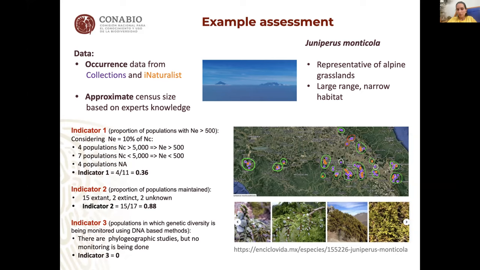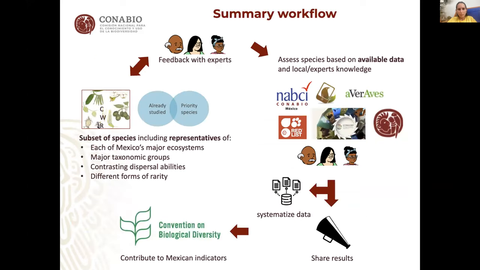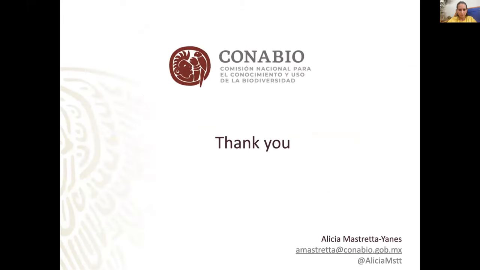As you can see in this example, you don't really need great databases and fantastic data sets to be able to answer these indicators. In summary, our workflow in Mexico is to work with experts, and by experts, I mean botanists, zoologists, biologists, but also local people, citizen scientists, and any people who can have data on the abundance of local populations. We are assessing the species based on different data sources, and we are systematizing this data with our colleagues from other countries, hoping that this can become an indicator and a way of contributing to the monitoring of biodiversity in our countries. Thank you very much.